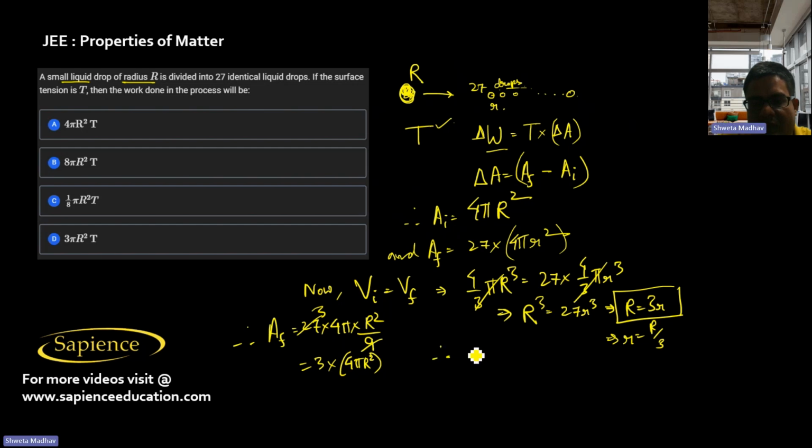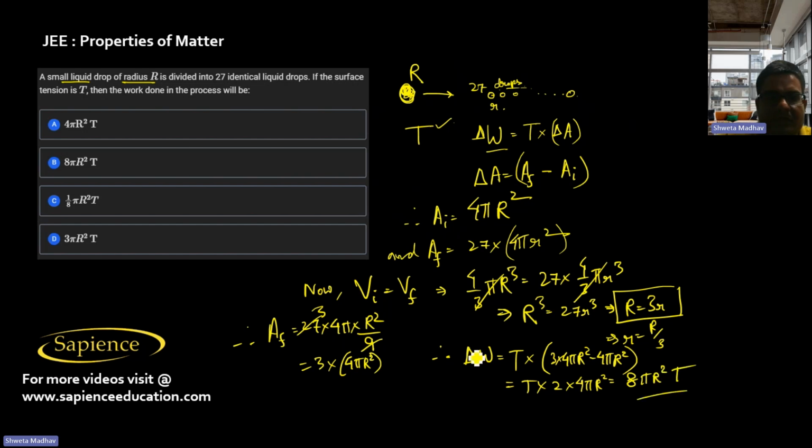So now therefore the work done, that is delta W, that is surface tension force into final area, that is T into 3 into 4 pi r square minus 4 pi r square, which is the initial area. So it is T into 2 into 4 pi r square, which is equal to 8 pi r square T. So option B is the correct answer.